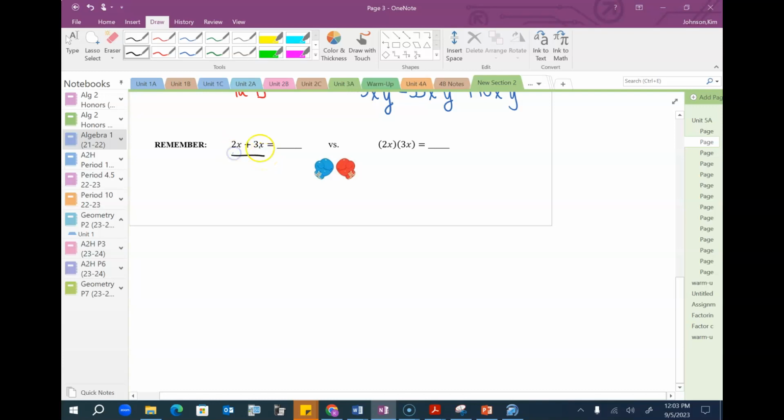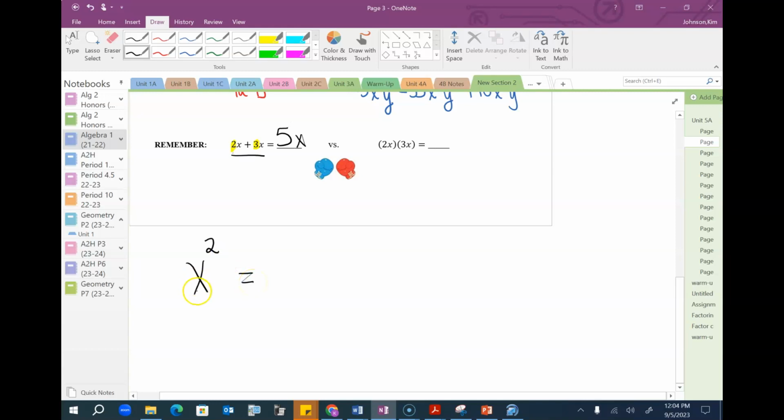So 2x's plus 3x's, we add the 2 and the 3 together, and that makes 5x's. So 2x plus 3x is 5x. All right, but how does that work when we take 2x times 3x? To understand how to multiply, I think it's important for us to think about what we know about x squared.